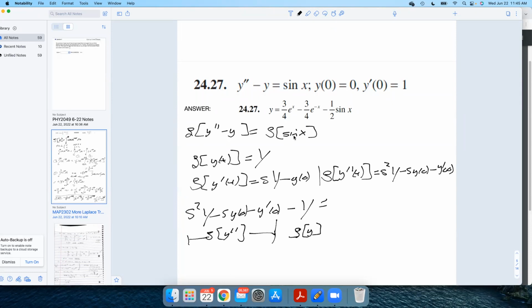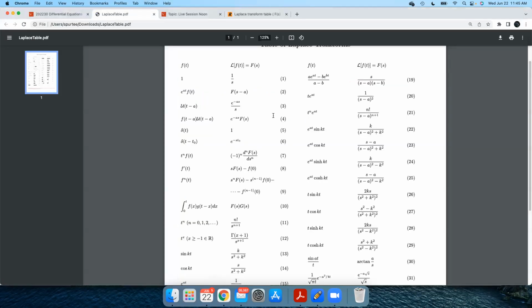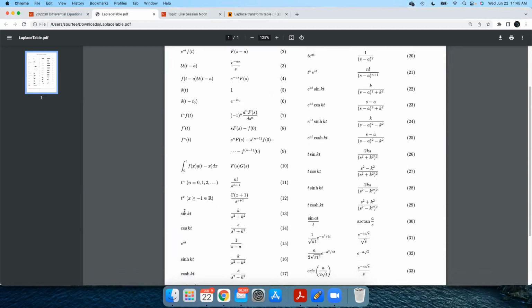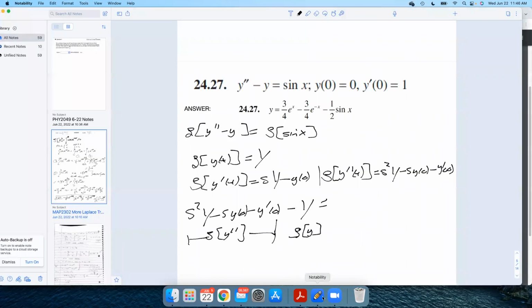Equals Laplace transform of sine. So I got to go to my table and look that up. I don't remember it. We just have sine of 1t here. So it's going to be 1 over s squared plus 1. Remember, at this point, you shouldn't have any t's anymore. Once you take the Laplace transform, you're over in the s domain.